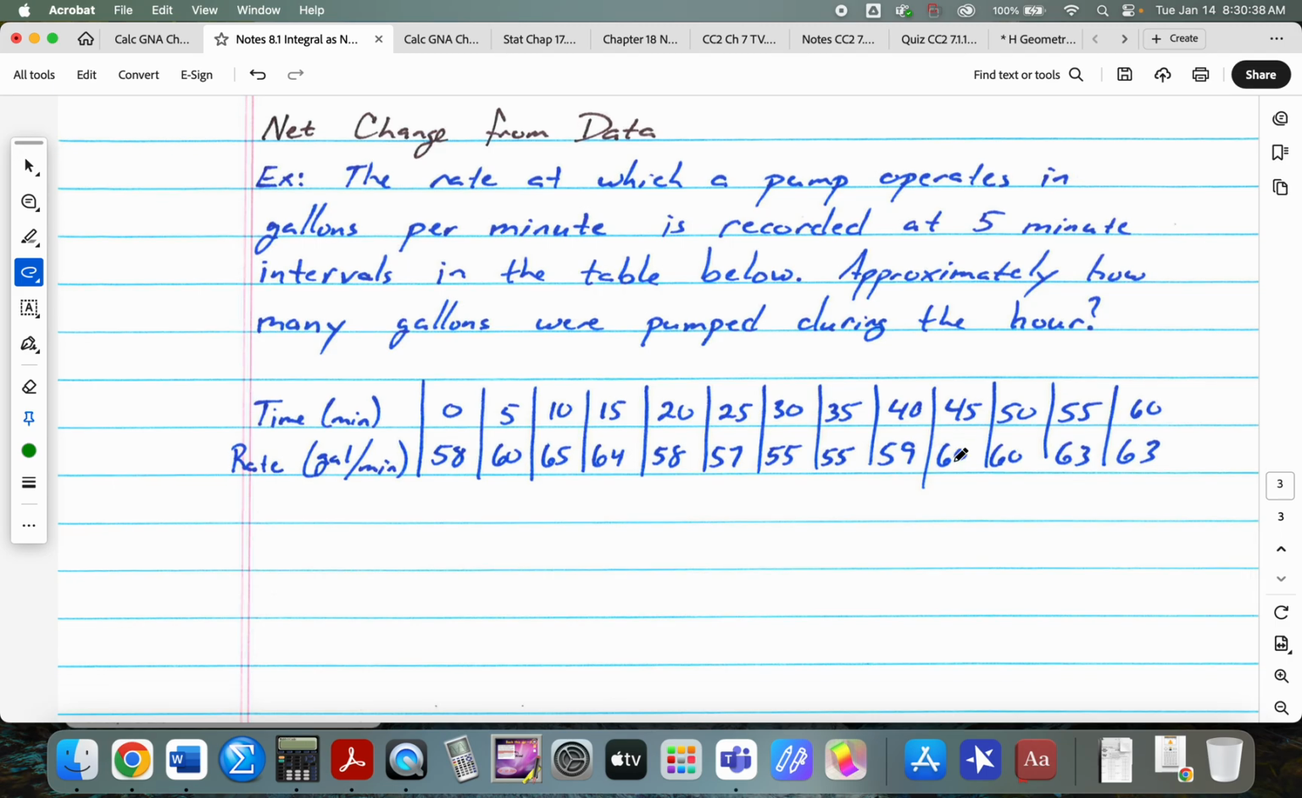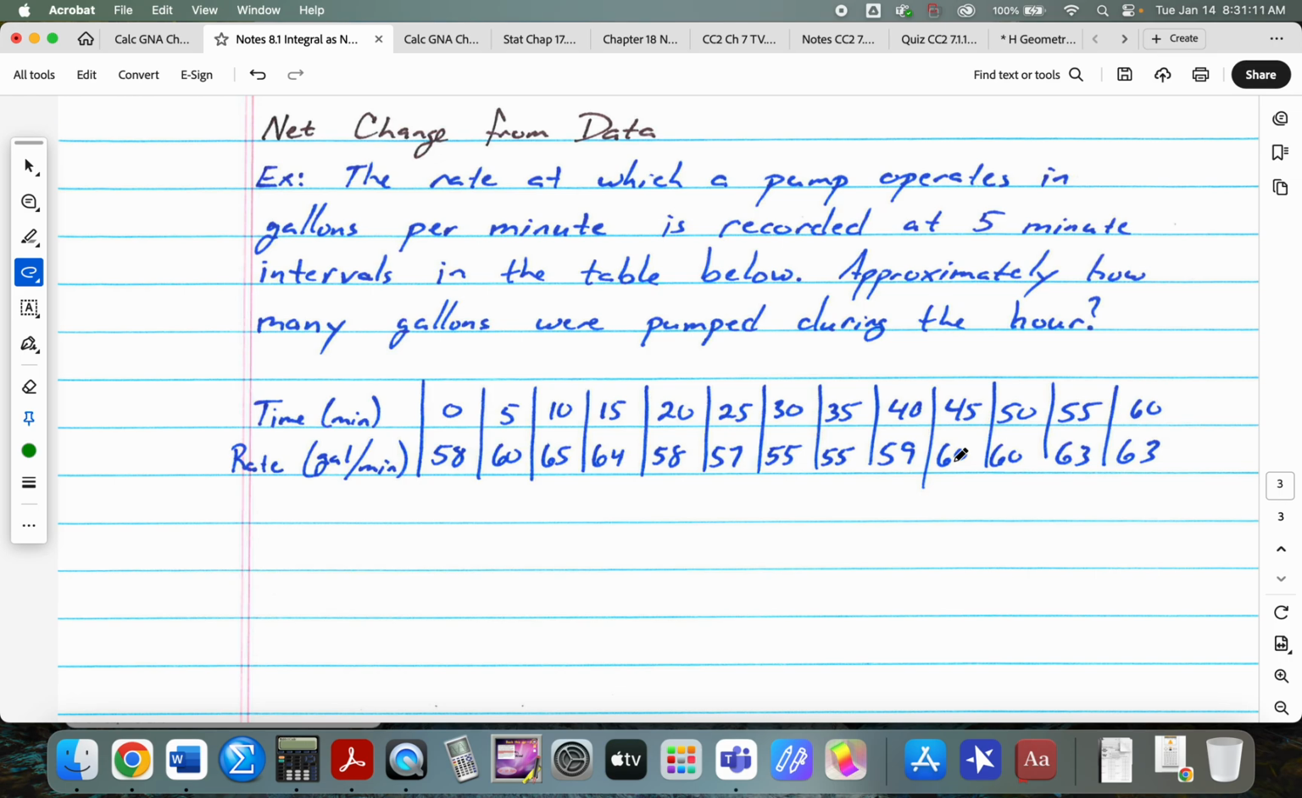All right. So let's look at some net change from data. The rate at which a pump operates in gallons per minute is recorded at 5-minute intervals in the table below. Approximately how many gallons were pumped during the hour? There are many different ways that we could do this. This is pretty open-ended here. It said, approximately how many were pumped during the hour.